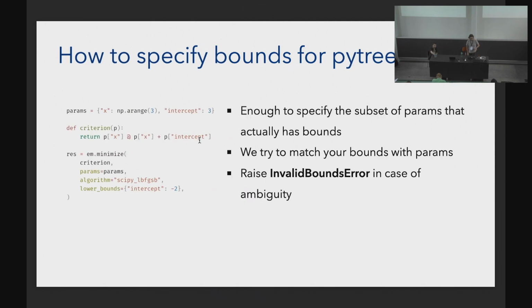And finally, if you have a dictionary of parameters or some other nested structure, you can typically specify the bounds for only a subset of the structure. For example, in this case, we have a larger dictionary that contains the entries x and intercept. We only want a bound on the intercept, so we only specify the intercept here, and then we try to match that somehow. And if it's ambiguous, you will get an error, and then you need to match it.